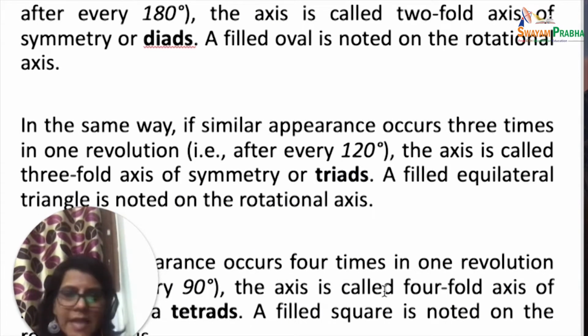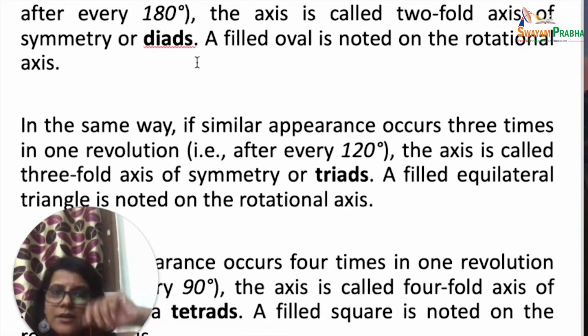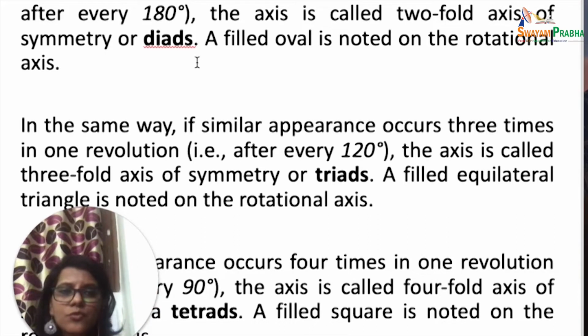Now, this can happen as a twofold symmetry, threefold symmetry. So let's see what is a twofold symmetry. Now, if a similar appearance occurs twice in one revolution, that is every 180 degrees, then it is said to have a twofold axis of symmetry, or dyads. So if I imagine a filled oval, then it will look the same after 180 degrees of revolution, which will give you another and then another. So it has a twofold axis of symmetry.